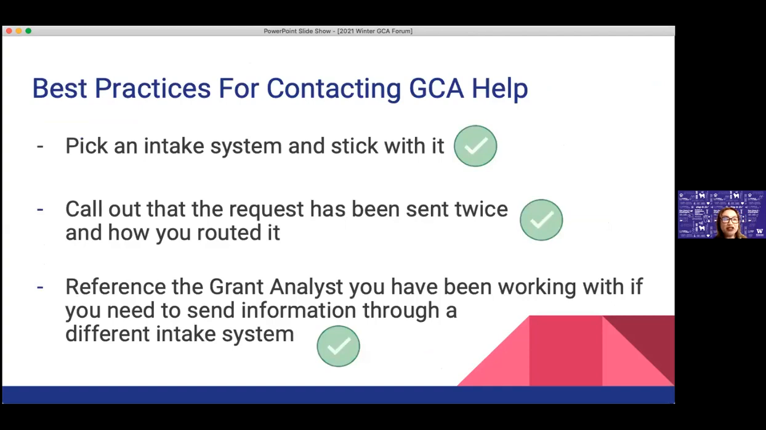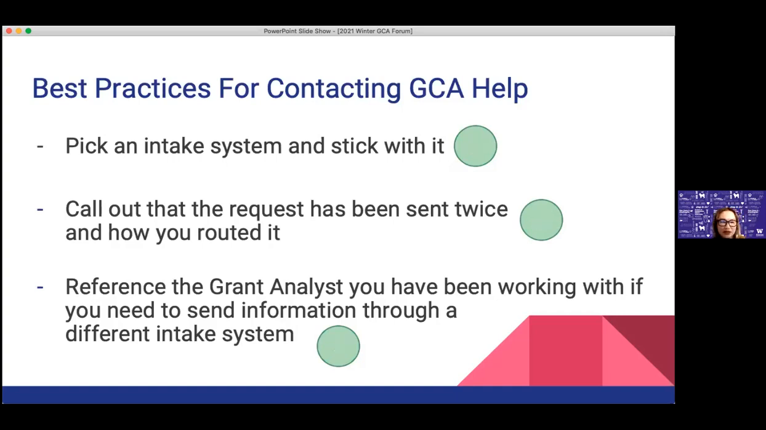Okay, so here are my suggestions for best practices for contacting GCA help. If possible, pick one intake system and stick with it. If you like Grant Tracker, please go with that. If you like email, please go with that. Because that really helps make sure that more than one GA isn't working on the same item. And if you need to send your request through 2 different intake systems, please call it out.